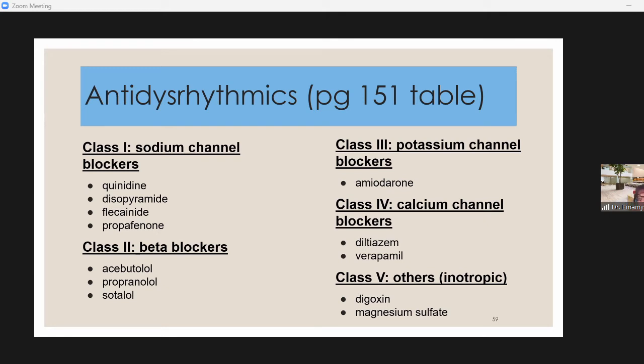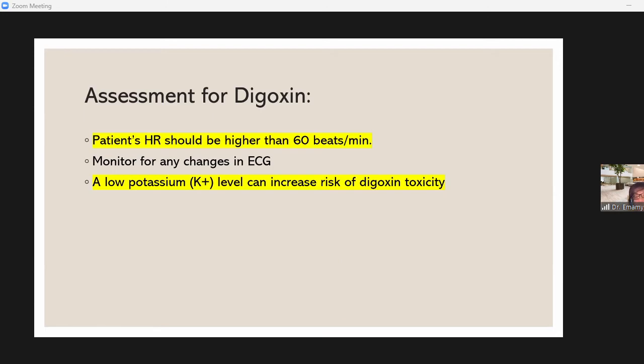So precautions for digoxin. First of all, you check patient pulse rate. If your patient pulse rate is less than 60 beats per minute, if your patient has bradycardia, don't give digoxin, because a side effect of digoxin would be bradycardia. You need to check any change in ECG. Sometimes patient who takes digoxin might have very unusual ECG, even similar to patient who has myocardial infarction.